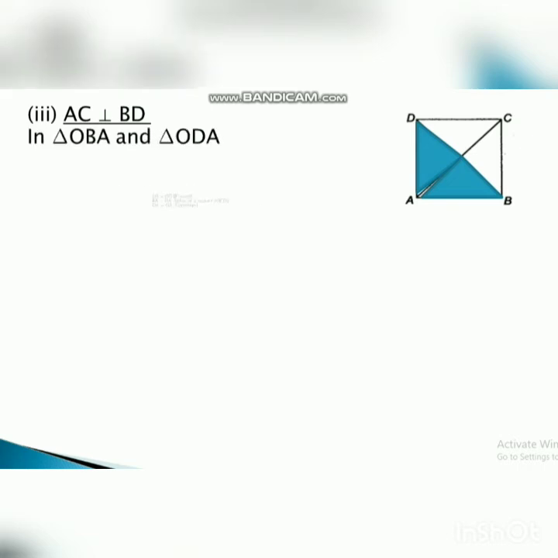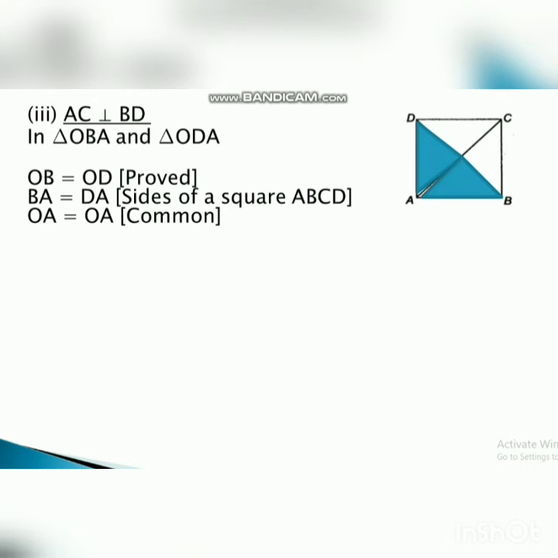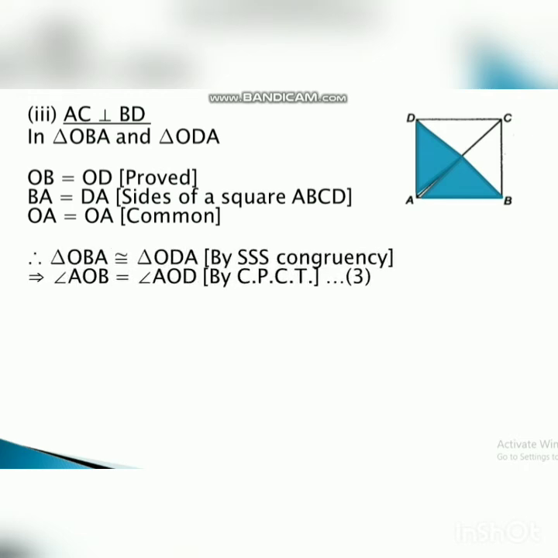In these two triangles, OB is equal to OD, that we have proved in the second section. BA is equal to DA because they are the sides of a square and all the sides of a square are equal. Now OA equal to OA, which is common for both the triangles. Hence, we can say that triangle OBA is congruent to triangle ODA by SSS congruency rule. So angle AOB is equal to angle AOD by CPCT. But this one is not enough for us to prove that AC is perpendicular to BD. For that, we need to prove that angle O is equal to 90 degrees.